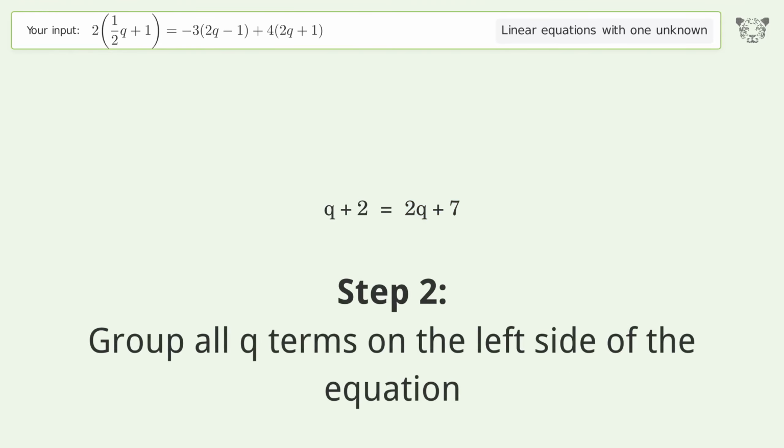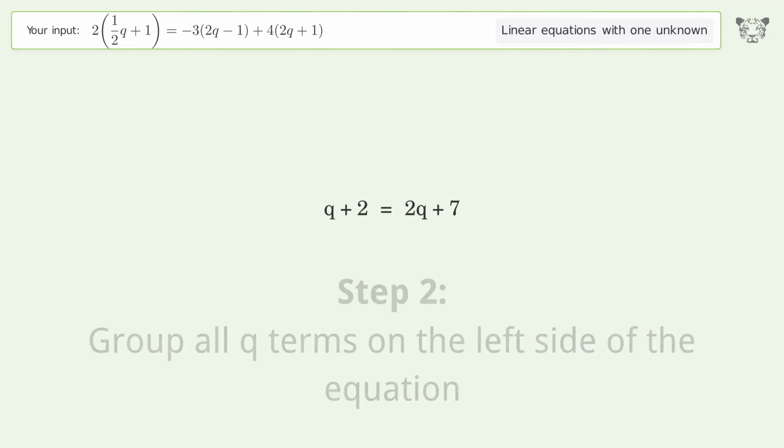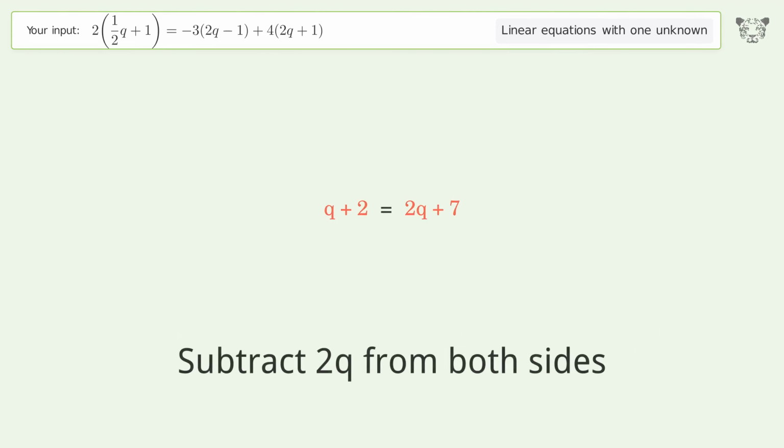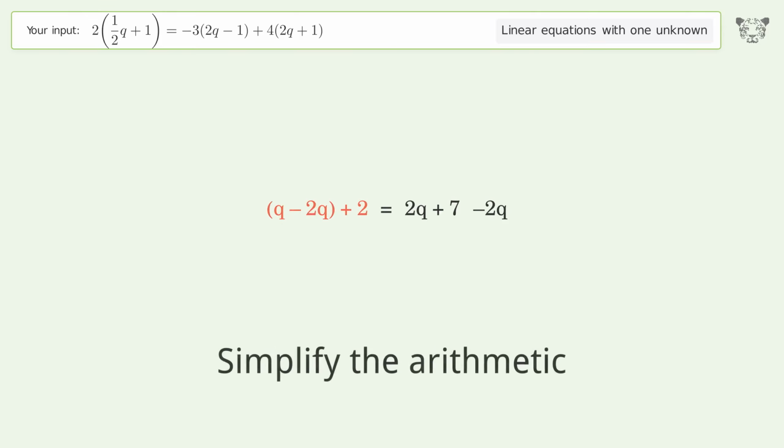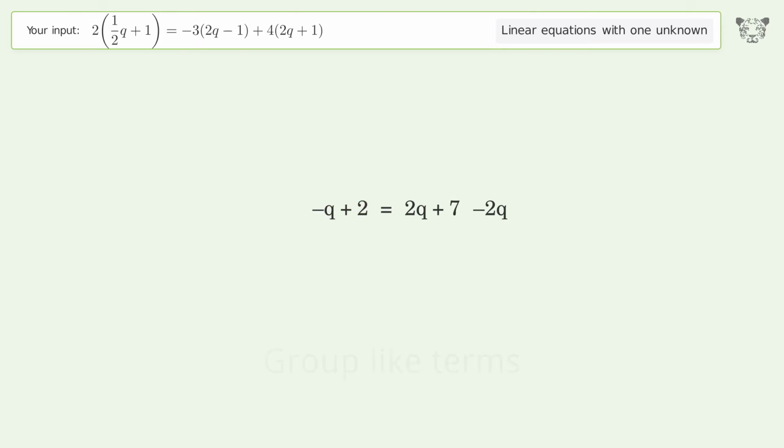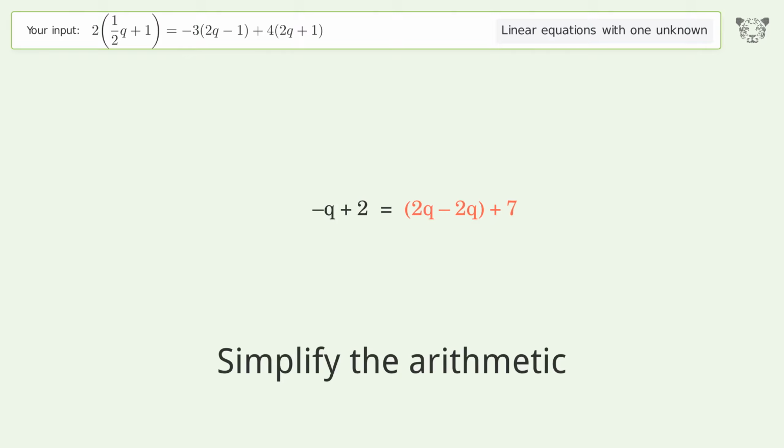Group all q terms on the left side of the equation. Subtract 2q from both sides. Group like terms. Simplify the arithmetic. Group like terms. Simplify the arithmetic.